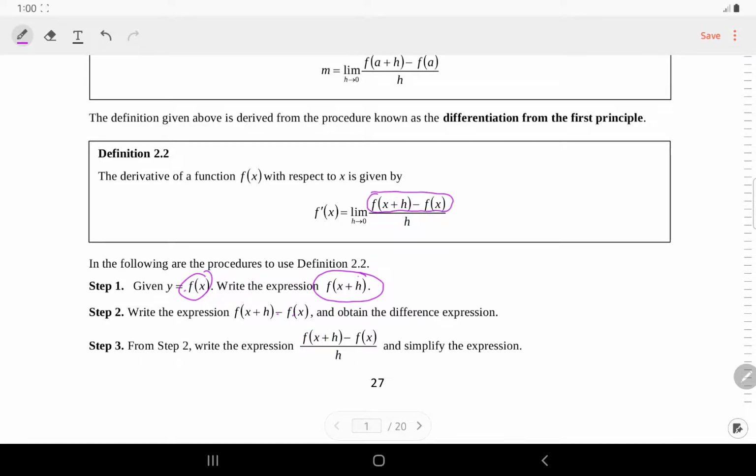And next, for step 3, you write the expression f(x plus h) minus f(x) divided by h. Maksudnya kita dah cari yang atas tadi, and then this expression you divide with h, and then you need to simplify the expression. Okay, next page.